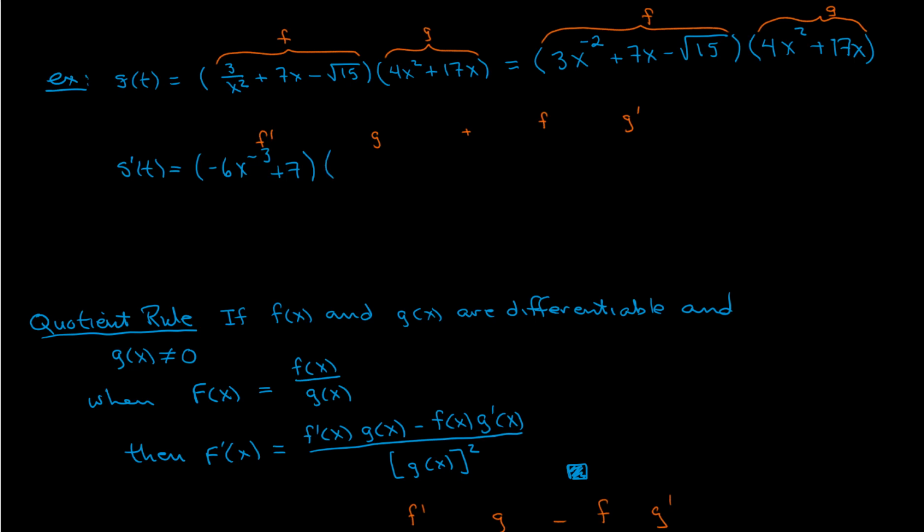Then I'm going to write down what g is. That's this 4x squared plus 17x. Be careful, we need to include this plus sign. Then I'm going to copy down what f is. That's this 3x to the negative 2 plus 7x minus the square root of 15. Then I'm going to take the derivative of g. The derivative of 4x squared is 8x plus the derivative of 17x is 17. And that one's done.